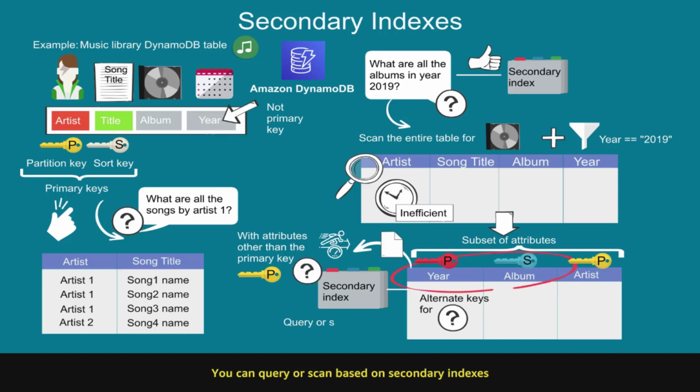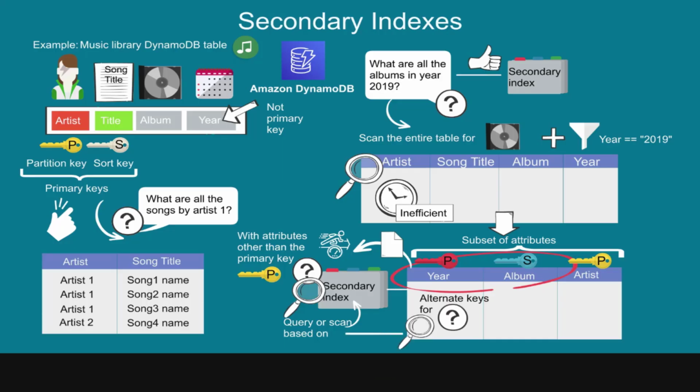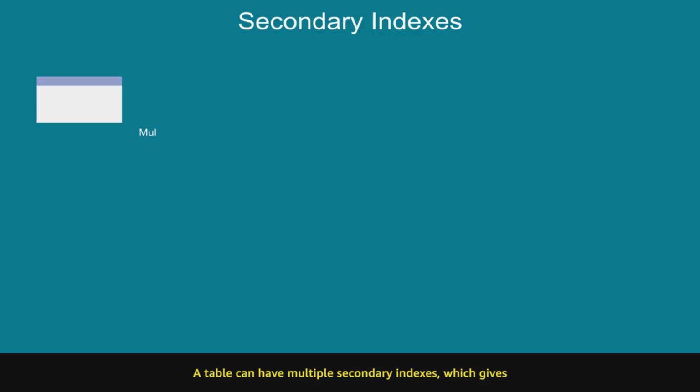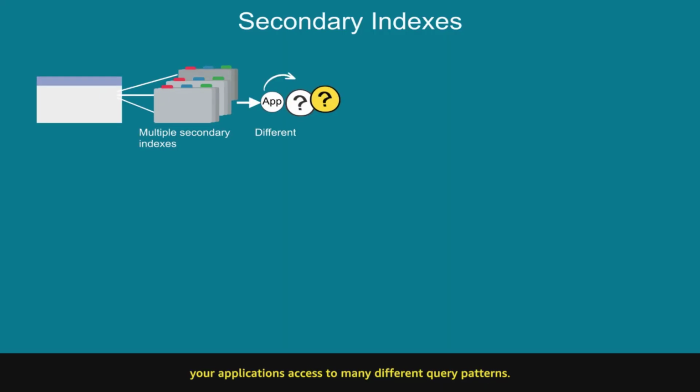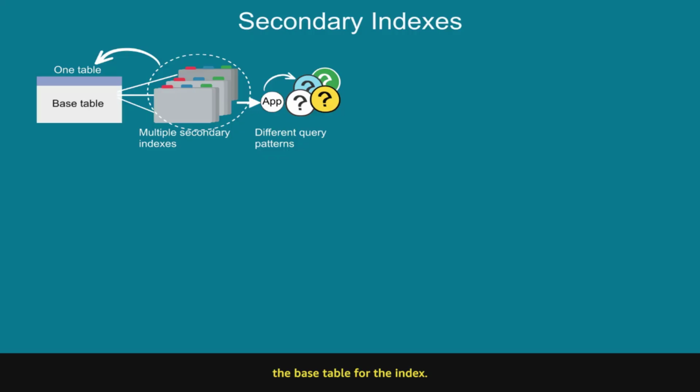You can query or scan based on secondary indexes, just as you would query or scan a table. A table can have multiple secondary indexes, which gives your applications access to many different query patterns. Every secondary index is associated with exactly one table, the base table for the index.